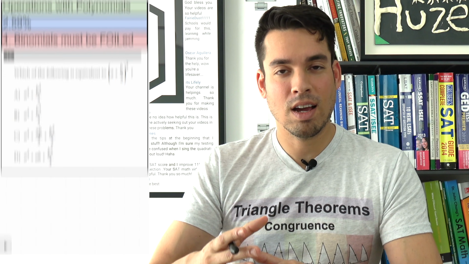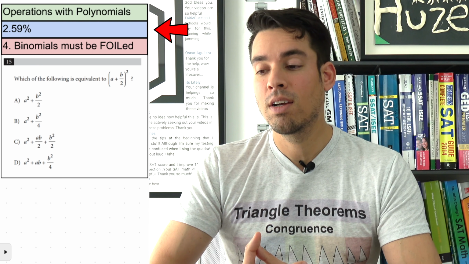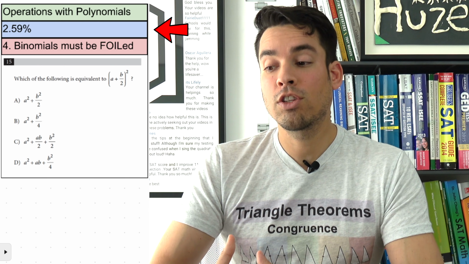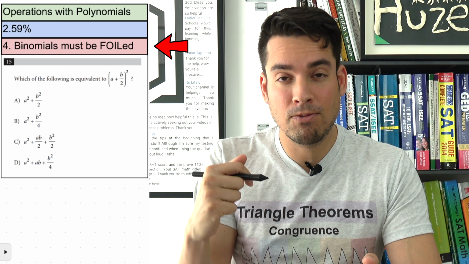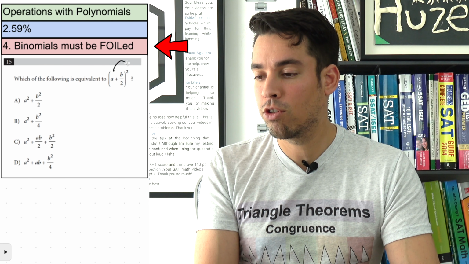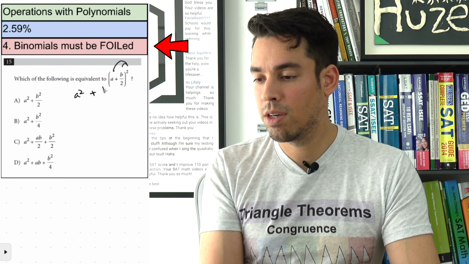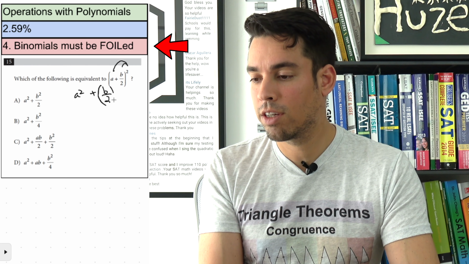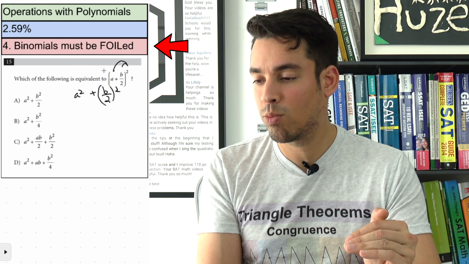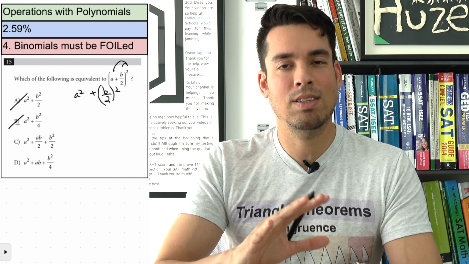The next category is operations with polynomials, which constitutes 2.59% of the math material. And here the strategy is binomials must be FOILed. You want to escape that trap where you just say, oh, it's a squared plus b over 2 squared, right? Where you just distribute the exponents. That doesn't happen when there's a plus there. This is wrong.